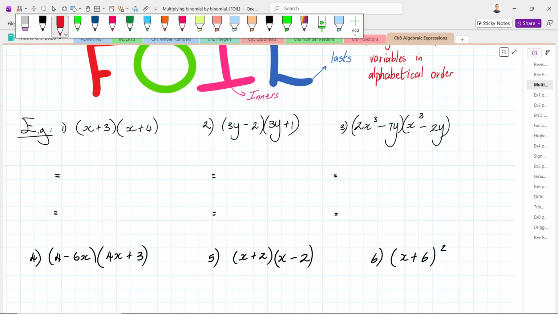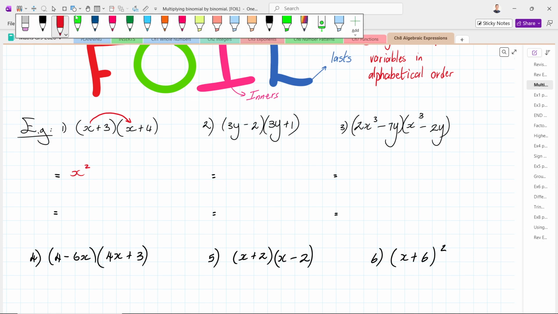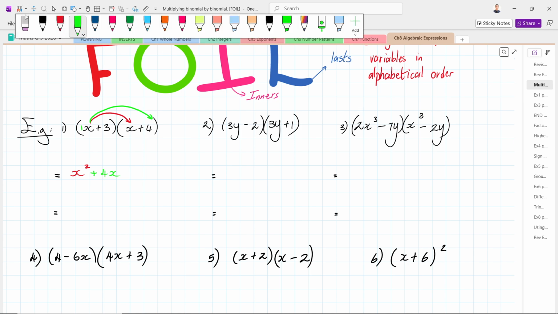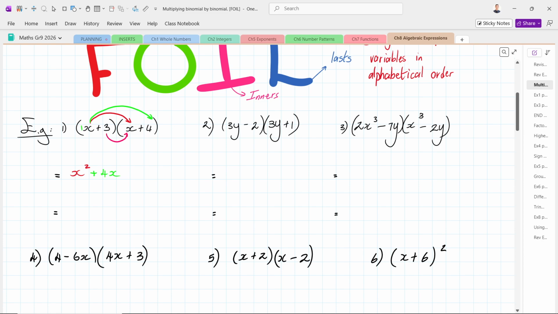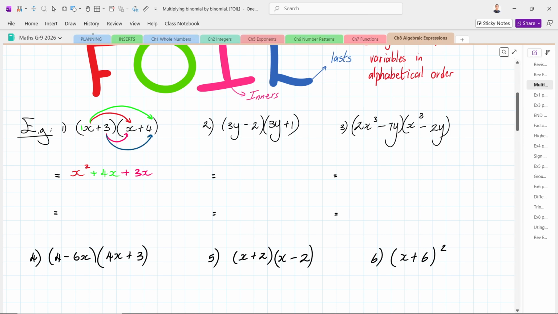Again, like I said, I'm going to stick to my colors for now. First, x times x gives me x squared. The outers, x times 4, positive times a positive stays positive. 1x times 4 gives me 4x. Then the inners, 3 times x, positive positive, so it stays positive, 3x. And then the lasts, positive times a positive stays positive, 3 times 4 is 12.